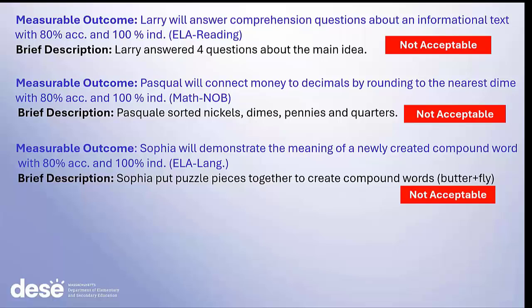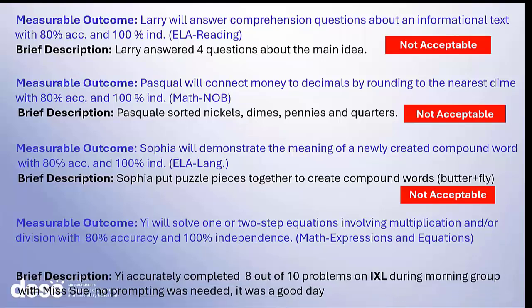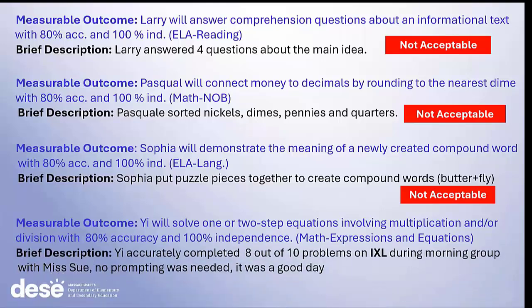One more. You guys are doing great, really great. So the measurable outcome says that Yi will solve one or two-step equations involving multiplication and or division with 80% accuracy and 100% independence. The brief description says that Yi accurately completed 8 out of 10 problems on IXL during morning group with Miss Sue, and no prompting was necessary. It was a good day. Acceptable or not? Okay, good job. 82.